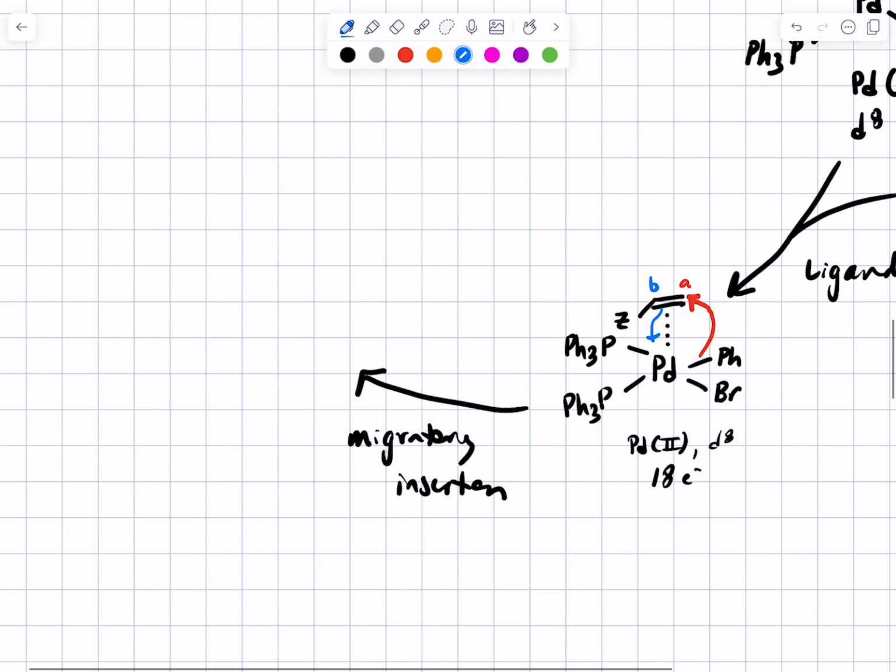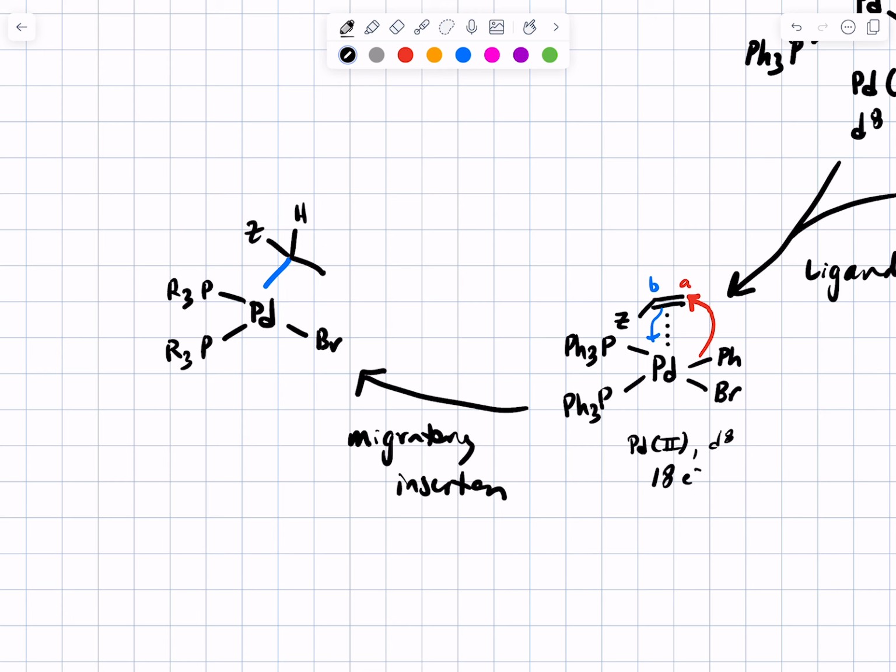Okay, so what we make after that now still has the bromo attached to the palladium, still has the phosphine ligand, and has this new, which I'm going to draw in blue, bond with carbon B of what used to be the alkene. I'm going to now draw both Z and H groups. On carbon A, we should have the new bond with the phenyl group, and then, of course, 2 hydrogens.